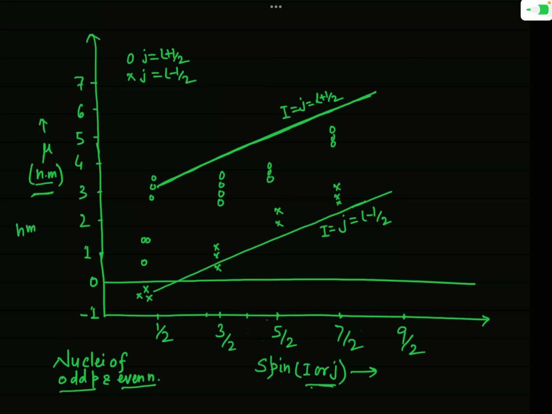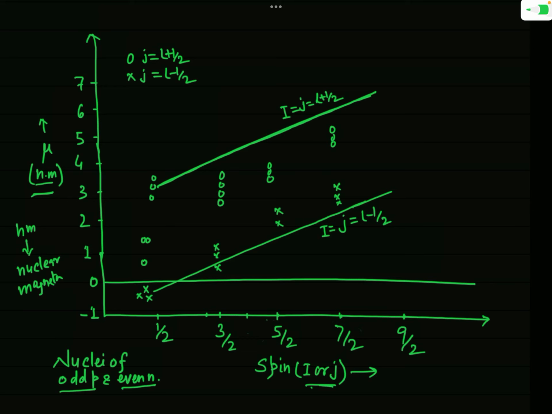What does this abbreviation mean? Nm means nuclear magneton. So in units of nuclear magneton, the value of magnetic moment has been written on the y-axis, and nuclear spin, that is I or J, has been written on the x-axis. You can see here.